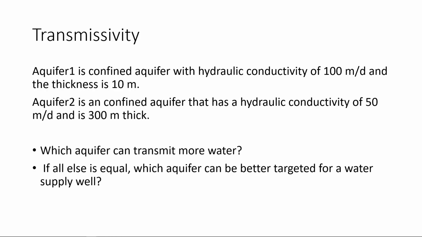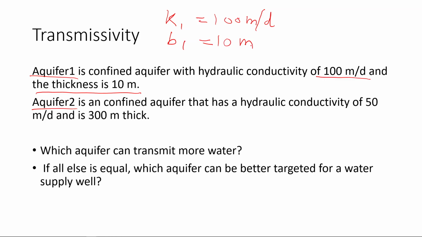So let's look at this example. You have two aquifers, aquifer 1 and aquifer 2. Both are confined aquifers. Aquifer 1 has a hydraulic conductivity of 100 meters per day and a thickness of 10 meters. So K1 is 100 meters per day, and B1 is 10 meters. Aquifer 2 is also a confined aquifer that has a hydraulic conductivity, so K2 is lower.